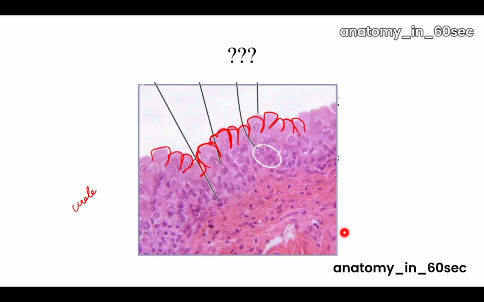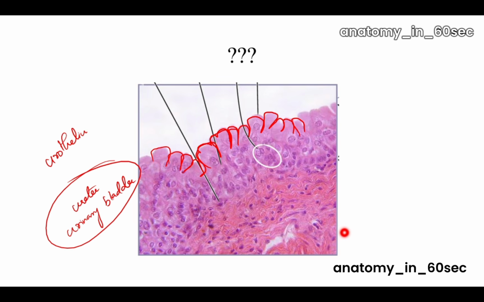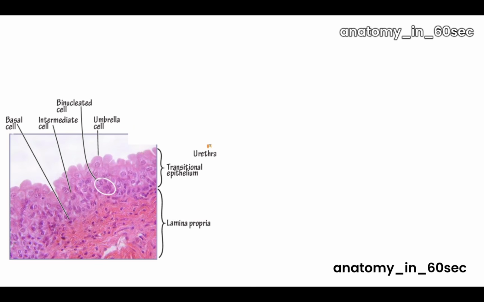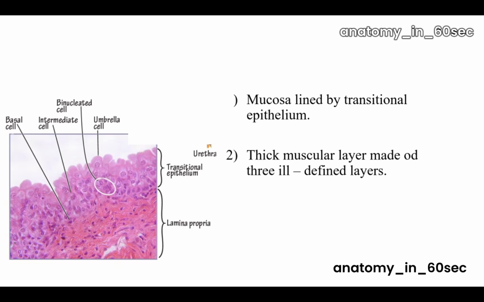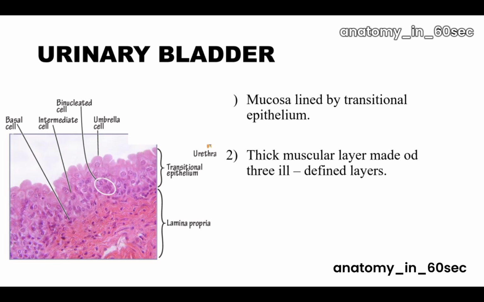Either it must be ureter or urinary bladder. Only in these two slides will urothelium be present. Urothelium means umbrella shaped cells. So what is the identifying feature of the ureter? Star shaped lumen. So when the star shaped lumen is not present, it must be urinary bladder. So this is the urinary bladder.